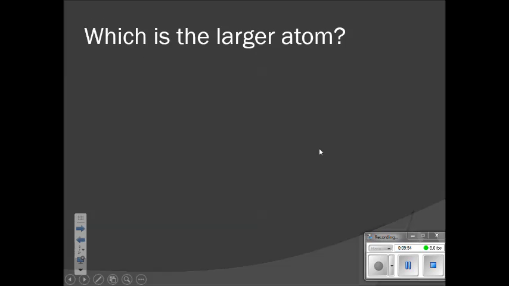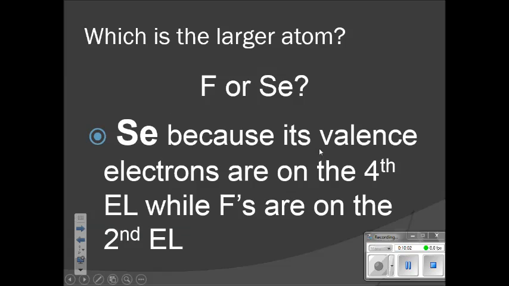Which one's the larger atom? Either F or Se. F or Se. Pause it. Okay, so for F and Se, you should have said Se, because if you look, F is on the second energy level and Se is on the fourth energy level. So Se has to be the larger atom out of those two.